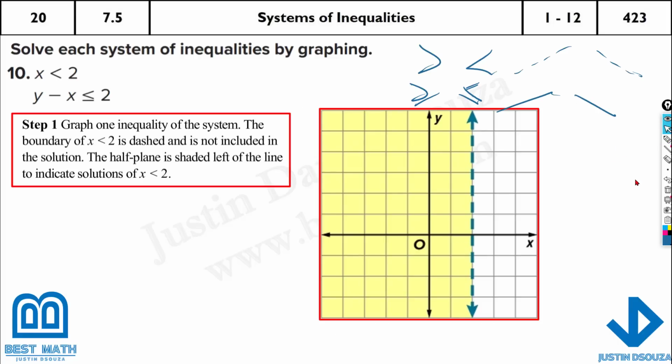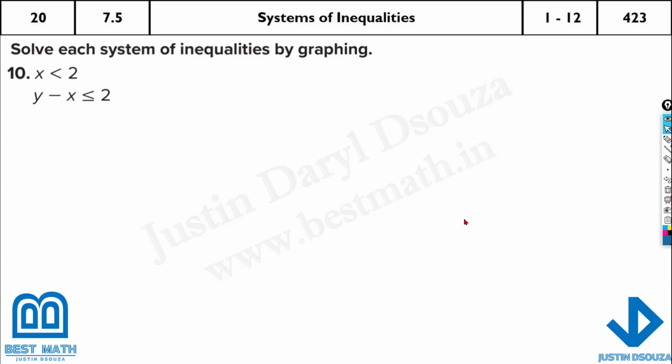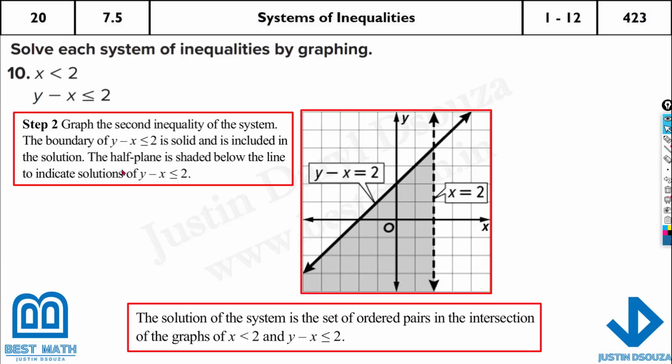Even over here, it's similar. When we have just x less than 2 or y greater than 2, it'll be pretty easy, it's just a straight line. And even the table is very simple. Now, what is the table here?